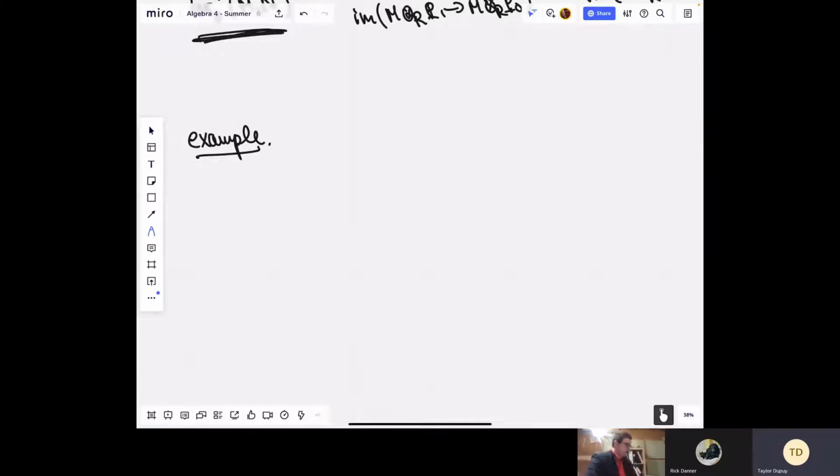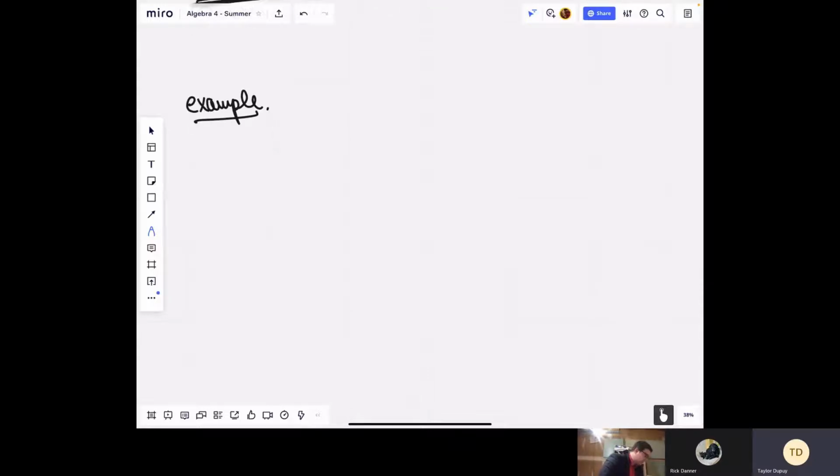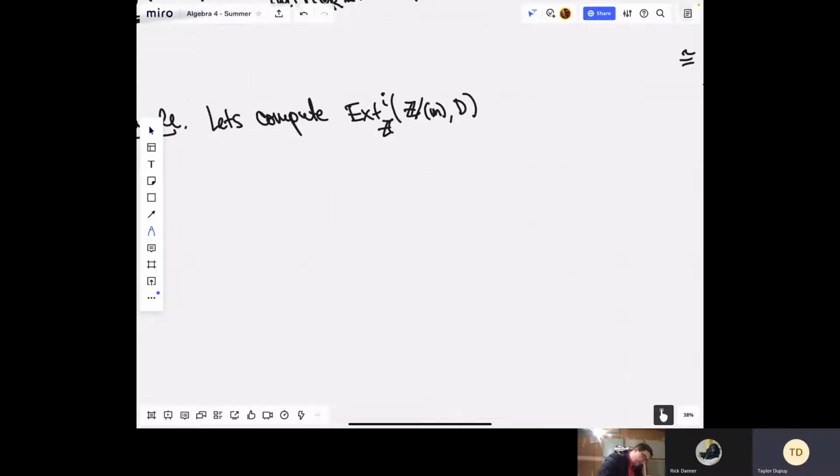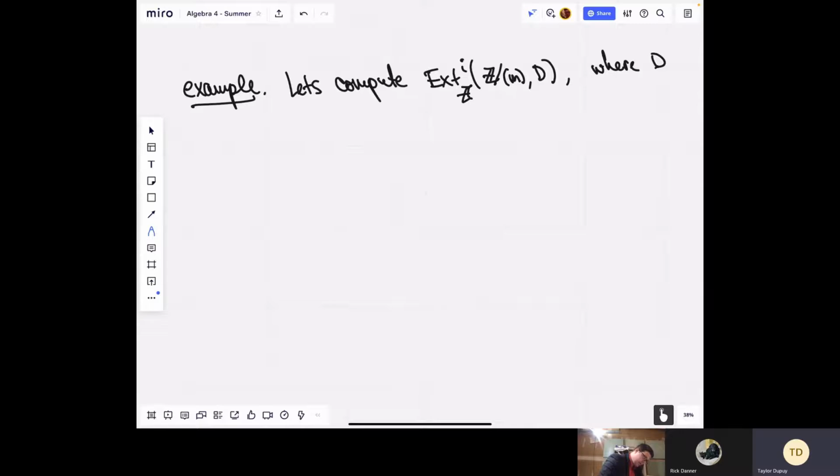Okay, so let's do R. So let's compute Ext^i over Z of Z mod M, where D is some abelian group. And let's say M is greater than or equal to 2.